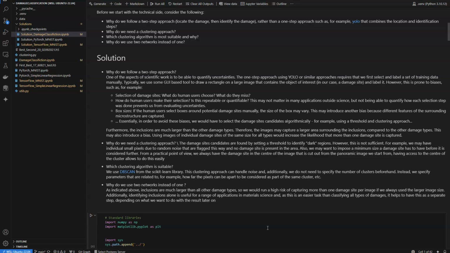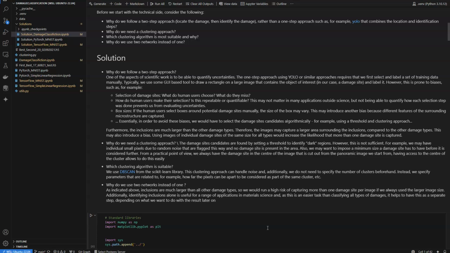And then, why do we need the clustering approach? Well, the damage sites are found by setting the threshold, as we said, to identify the dark region. But we have maybe individual small pixels due to random noise or just because they happen to fall below the threshold and so on. So we want to have at least a few pixels grouped together, and this is what clustering does for us. Which clustering is suitable? Because we don't know how many clusters we have and what the shape is, we will use DBSCAN from the scikit-learn library.